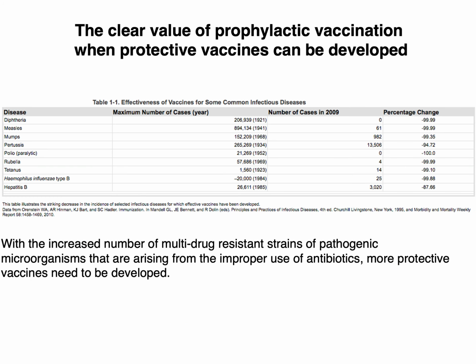Now, we have a number of vaccines that have shown dramatic efficacy in reducing disease burden. What I've shown here are a number of diseases with the maximum number of cases in the peak year and the number of cases in the year 2009. And I think you'll notice the dramatic drop in the number of cases in the United States for these vaccines. We do have a number of multi-drug resistant strains of pathogenic microorganisms that are arising, and more protective vaccines would be helpful in these cases.